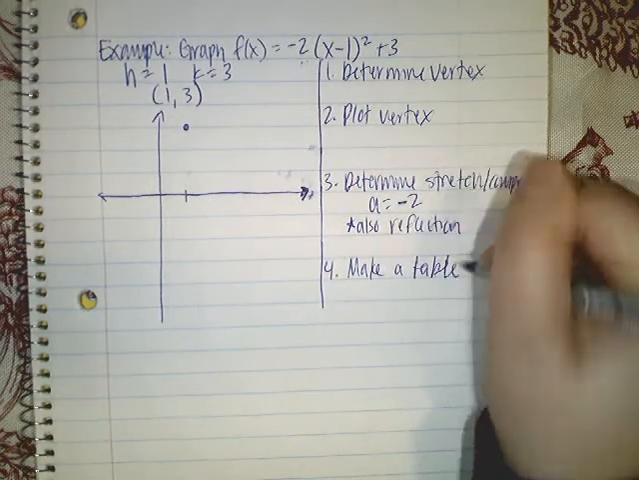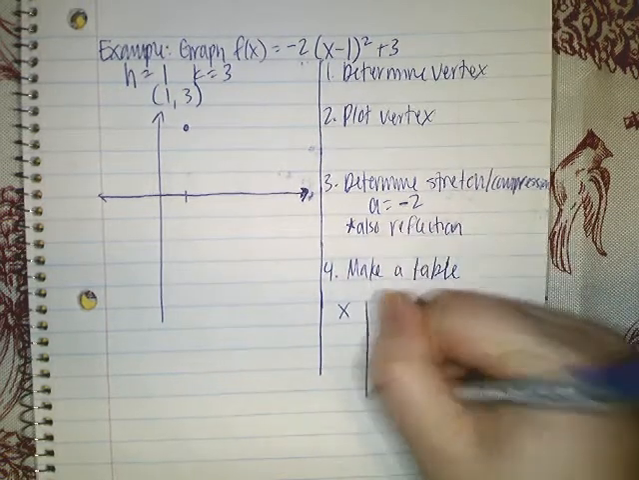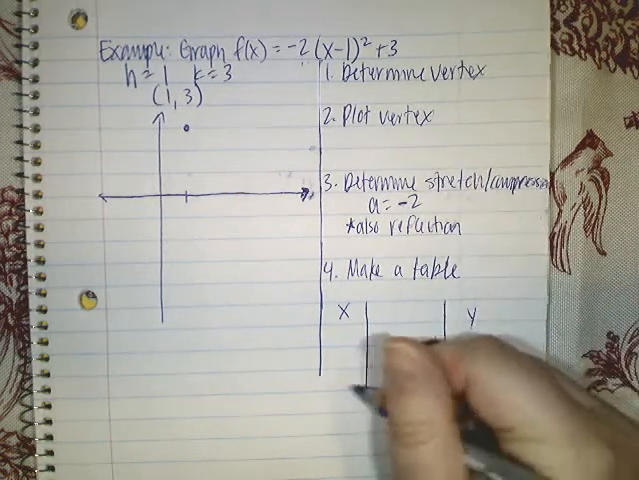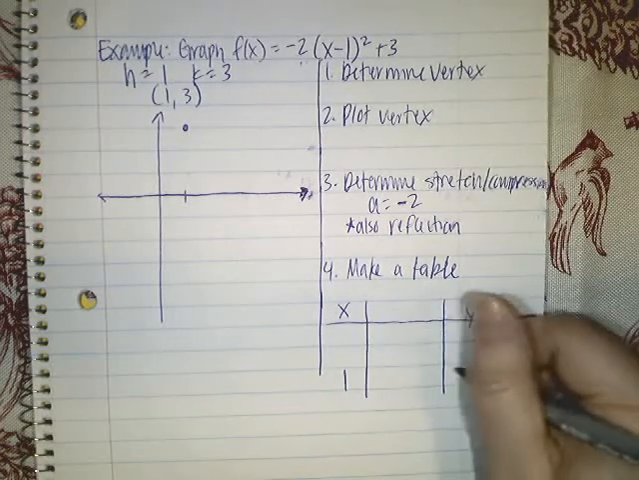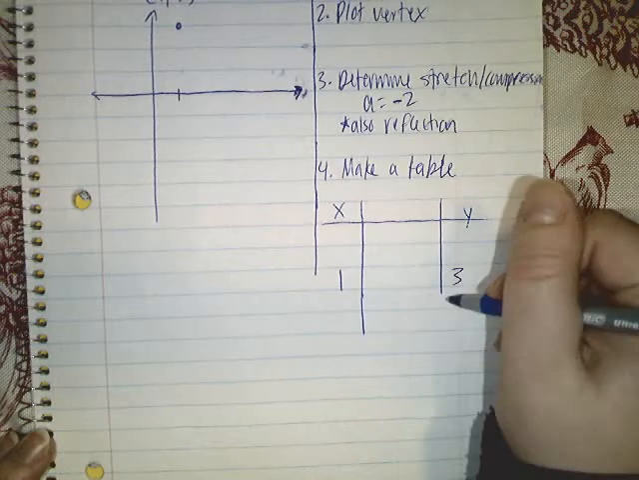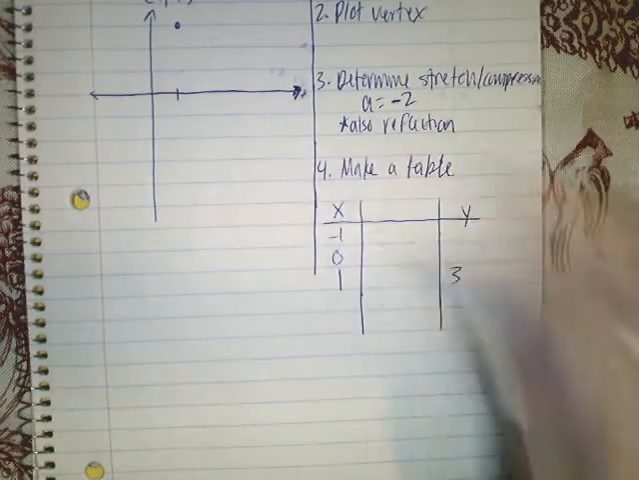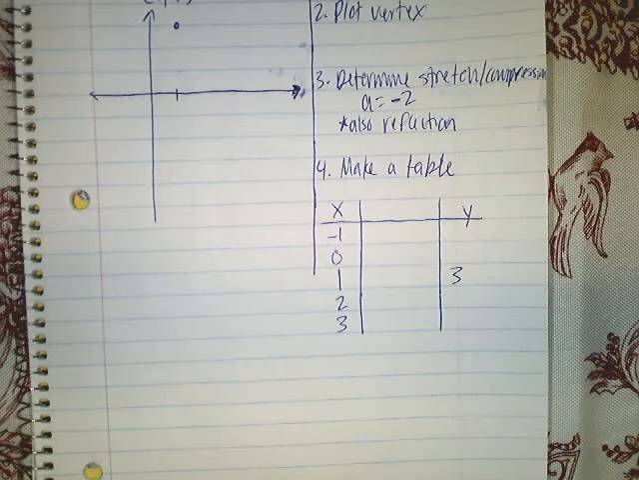And this time I'm going to put a little interim step. So I'm going to put my x on one side, then leave some space to do some work. And then I'll put my y value. So I'm still going to put my vertex in the middle. So vertex still goes in the middle. And I'll do 2 before, 2 after. What comes before 1, 0, what comes before 0, -1, what comes after 1, 2, what comes after 2, 3. So I fill in my table.